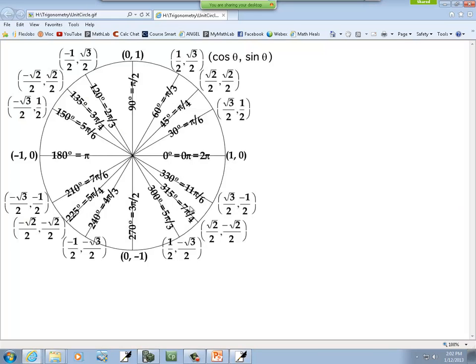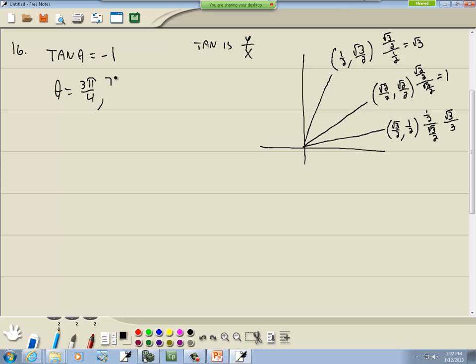There's one more place. Here they're both negative. One more place. It's over here. See how this is positive square root of 2 over 2, and this is negative square root of 2 over 2. And that's at 7 pi over 4. So those would be our answers.